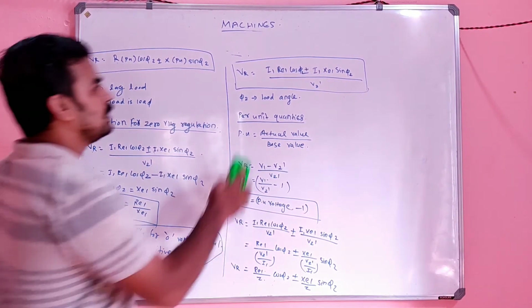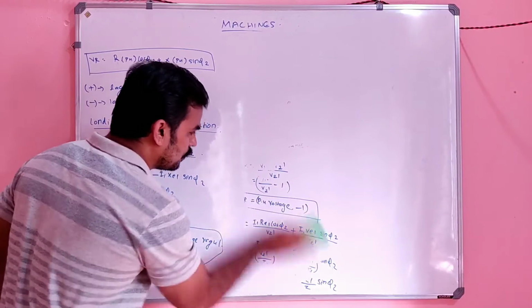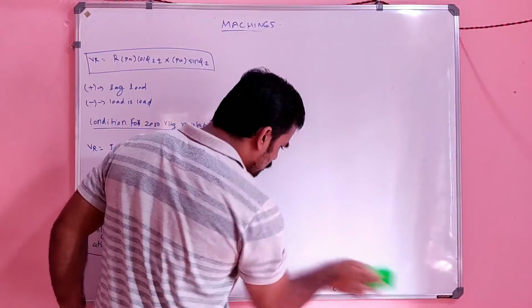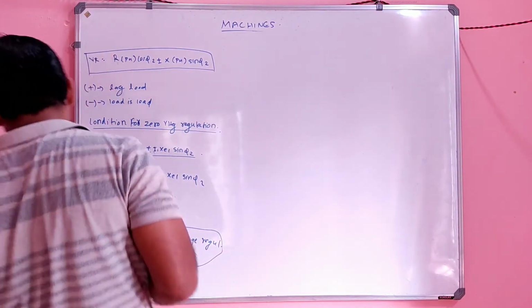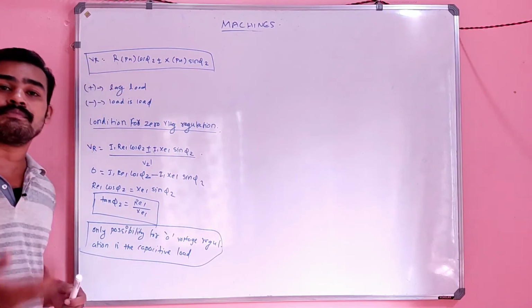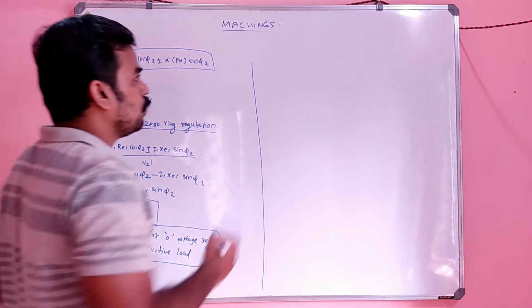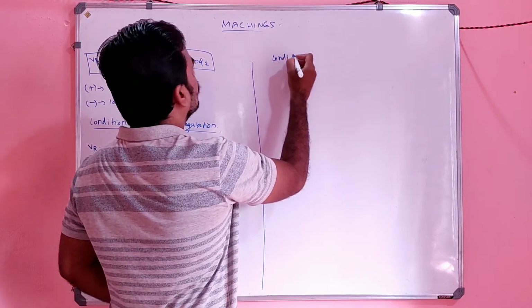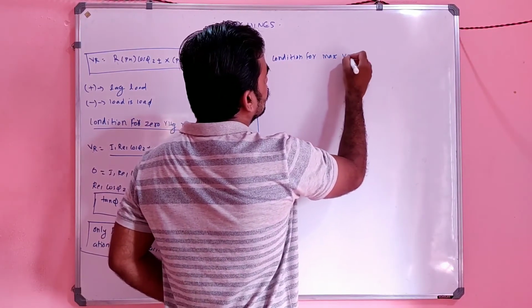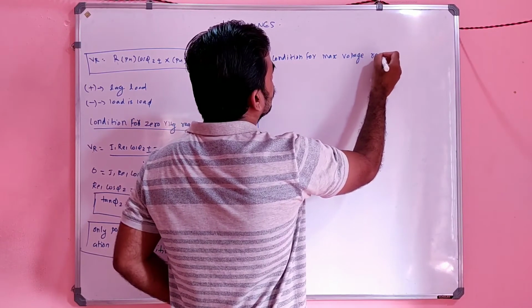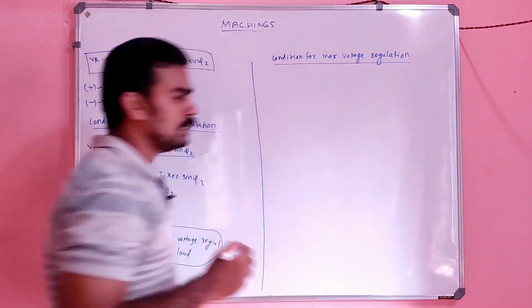So that is the condition for zero voltage regulation. Next we have to see the condition for maximum voltage regulation. See, the condition is very important. There will be a direct question from the condition itself: what is the condition for zero voltage regulation and what is the condition for maximum voltage regulation? That type of question will be asked. Okay, so let's see the condition for maximum voltage regulation.